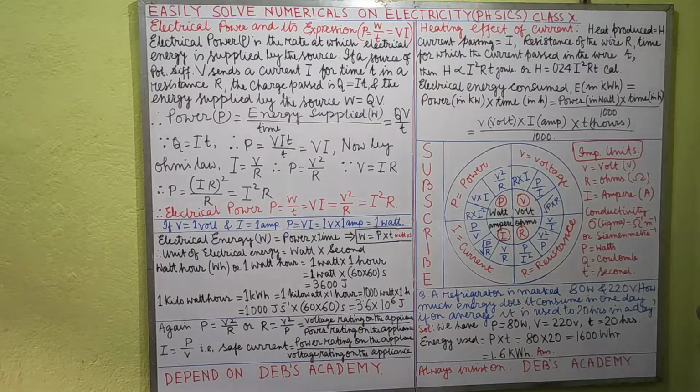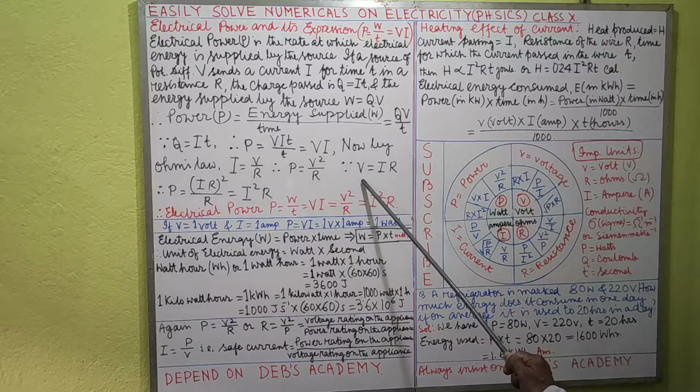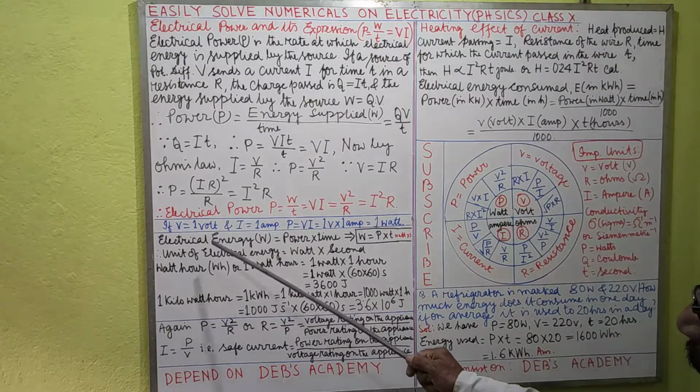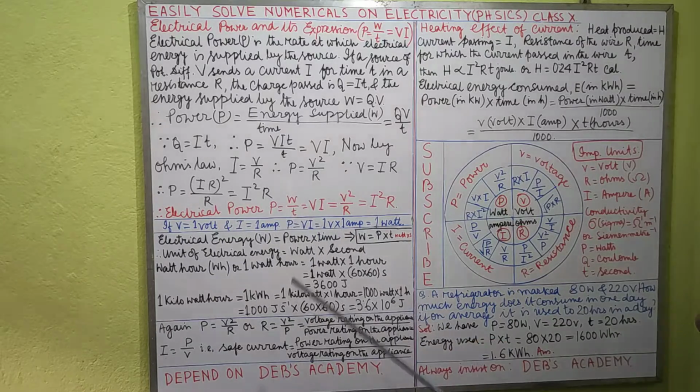Now by Ohm's law we know that I equal to V by R, therefore P equal to V square by R. Also V equal to IR, where V means potential difference, voltage. Therefore P equal to I square R. So electrical power is P equal to W by T equal to V into I equal to V square by R equal to I square R.